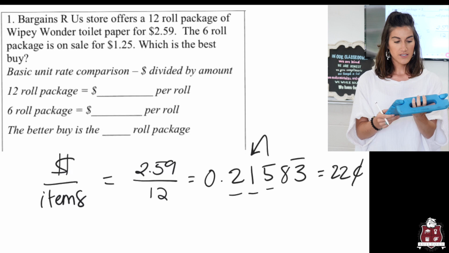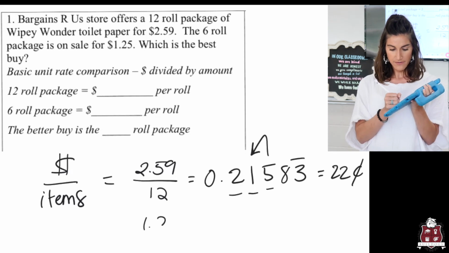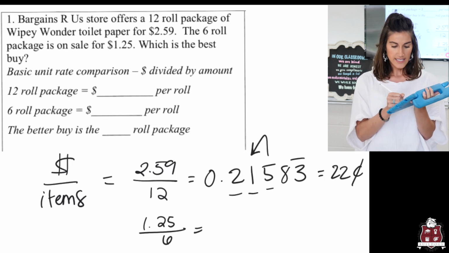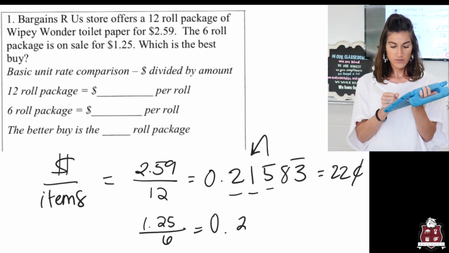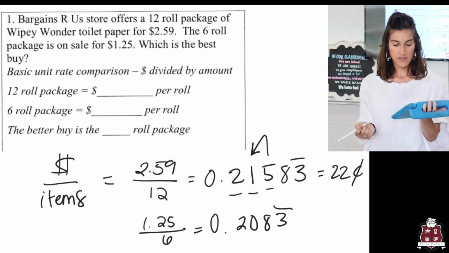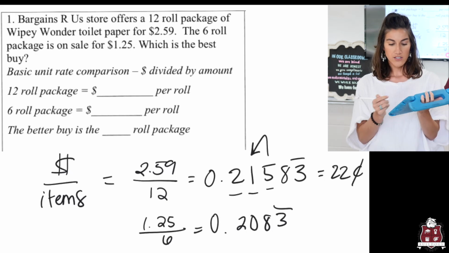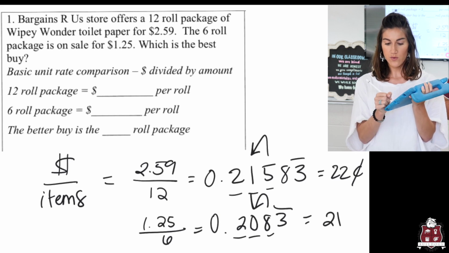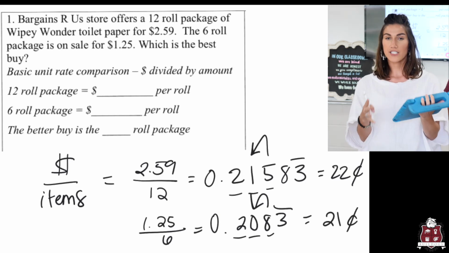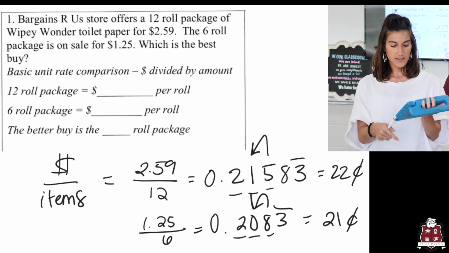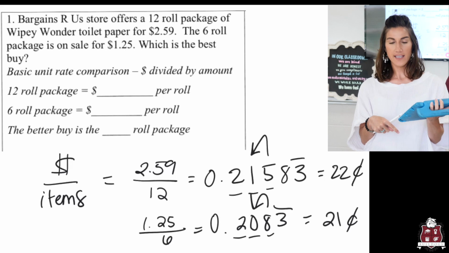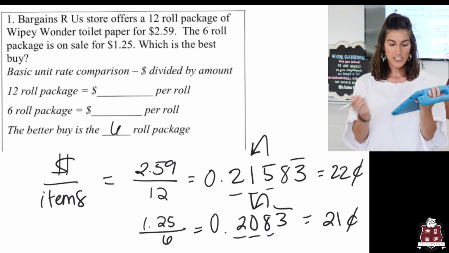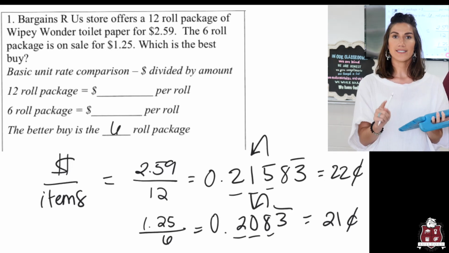Now let's look at our 6-roll package. So we have $1.25 for 6 rolls of toilet paper. Now, when I put that in my calculator, I get 0.2083 repeating. So we've got to make that 8 round up. So we're going to say that that is 21 cents. Now I'm comparing my two items. My 12 pack is 22 cents per item, and my 6 roll pack is 21 cents per item. So the better buy here is going to be my 6 roll package because it is cheaper by 1 cent.